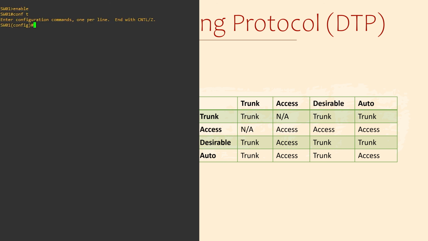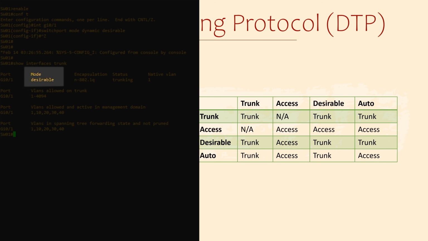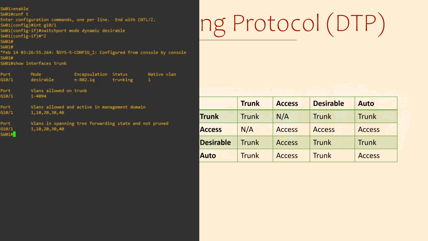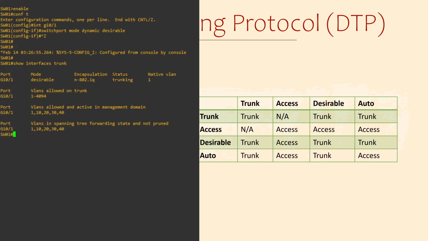Let's see the configuration for this. We have 2 switches connected to each other. We first enter interface configuration mode. Then we configure switchport mode dynamic desirable. Although you can't see it here, the switch on the other side of the link is configured as dynamic auto. If we run show interfaces trunk, we can see that the mode is set to desirable. In the status column, we can see that this link has successfully become a trunk link.